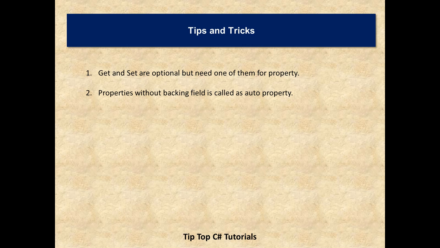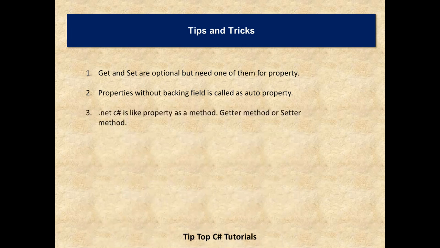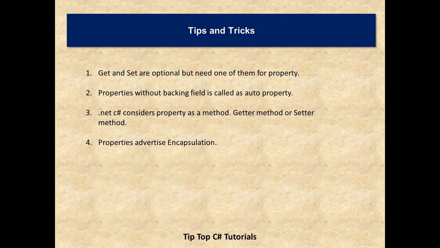Properties without a backing field are called auto properties. .NET C# considers a property as a method. It can have two methods or one method. One is a getter method, another one is a setter method. Either you can have only a getter, only a setter, or you can have different access modifiers for the same things. Property advertises or implements encapsulation. So remember all these things, because when you are attending any interview, these may be asked.